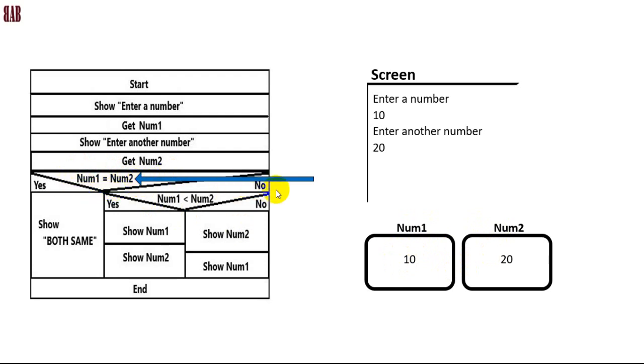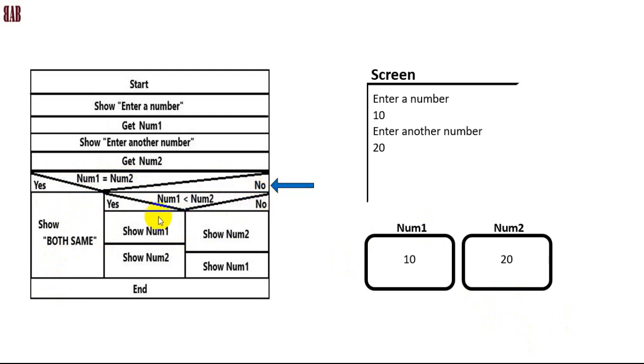Num1 equals num2? No. So we have to go through this side. If it is yes only, we have to go through this side. So for this set of numbers, this is not yes. This is no. So we go through this side. Otherwise, we come through this side and come out. Now in this case, since they are not same, we come to the no.